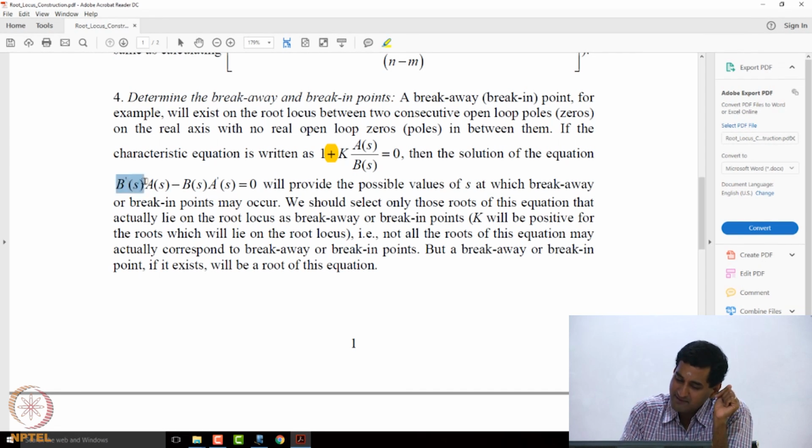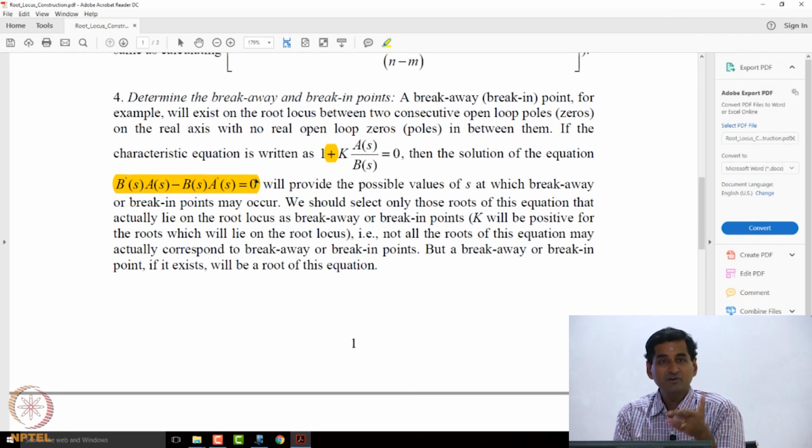This equation remains the same, because you take the derivative for repeated roots, and that condition remains the same. But then the characteristic equation is now 1 minus k A of s divided by B of s. So what we need to be careful about is that although potential breakaway points and break-in points are solutions of this equation, the formula for determining the corresponding k will now become k equals B of s divided by A of s, rather than minus B of s divided by A of s. So, that is one change which is going to happen.